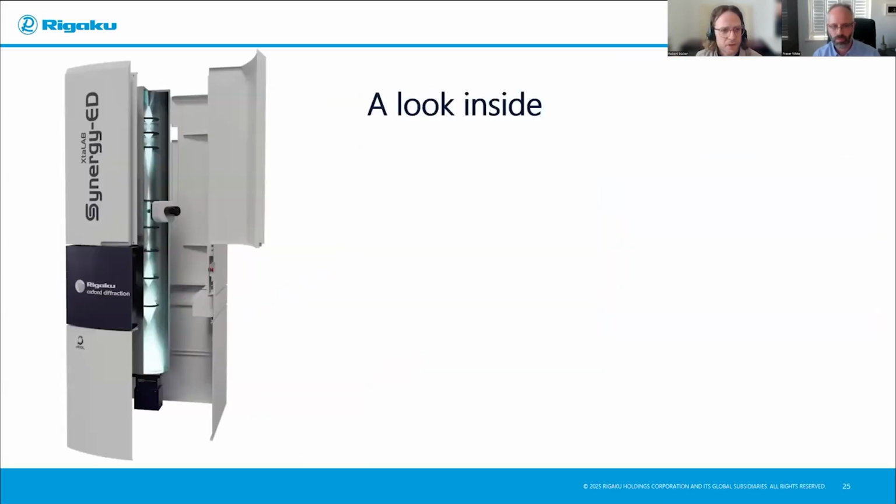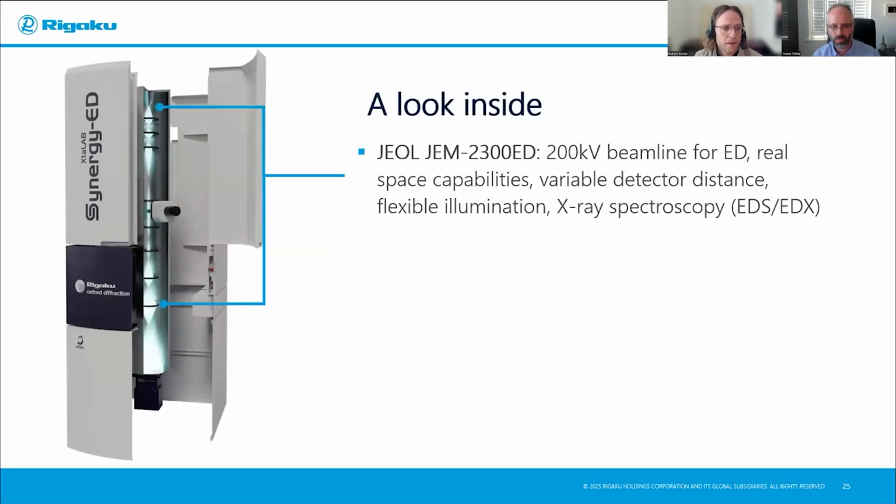Now, what is inside an electron diffractometer? Let's just have a brief look at that. In our Synergy ED, we are collaborating with JEOL, a leading manufacturer of electron microscopes and electron beam instruments in general. They also happen to be almost next door neighbors of Rigaku in Tokyo. So we have a beamline operating at 200 kilovolts, which has these real space screening capabilities that we need to find the crystals in the first place.